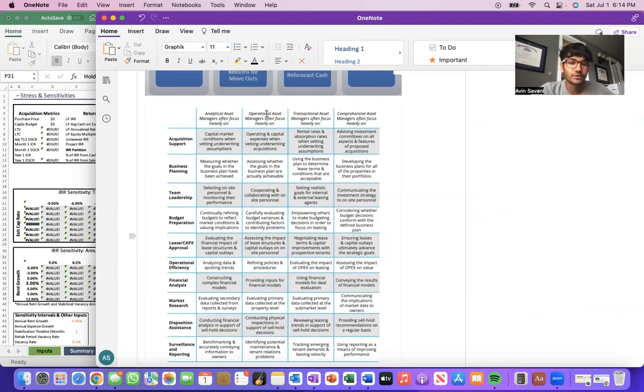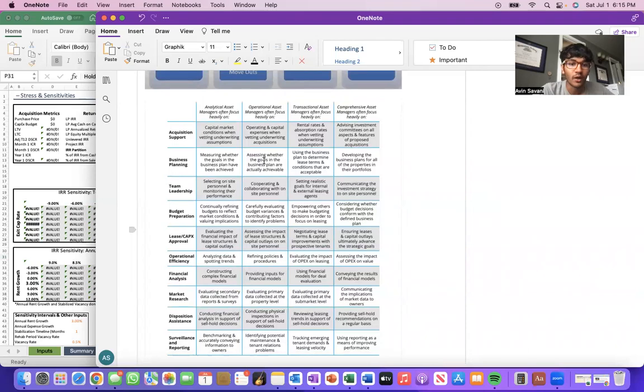Now you have operational asset managers. They're involved more in capital expenses, communications with the construction project management team, the operating setup with the property management team, and also doing a little bit of vetting of the underwriting assumptions. And then operational ones are also going to address the goals, the business plans, what's actually achievable, what's not. So they're going to get more critical about that, right?